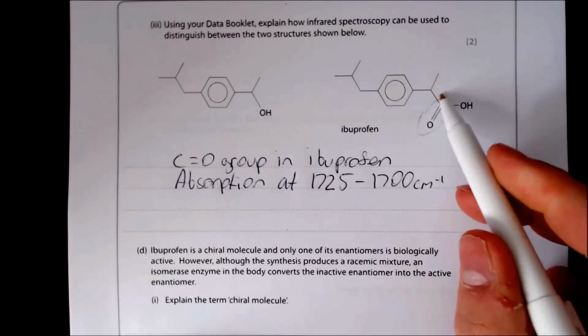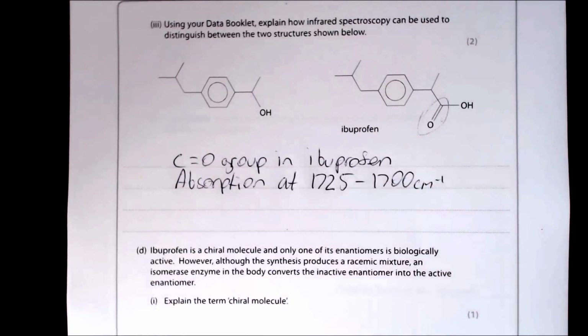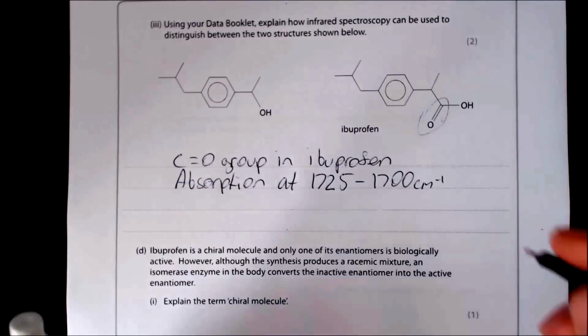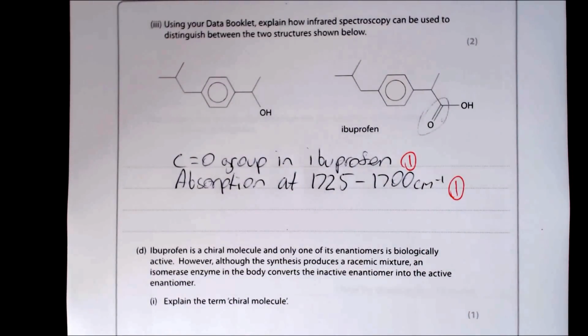So you need, first of all, to identify that there is a difference, what the difference is, and then say what you would see on your infrared spectra. So you'd see them too. So you get 2 marks for that. So we get 1 for this and 1 for this. Okay, and then part B.